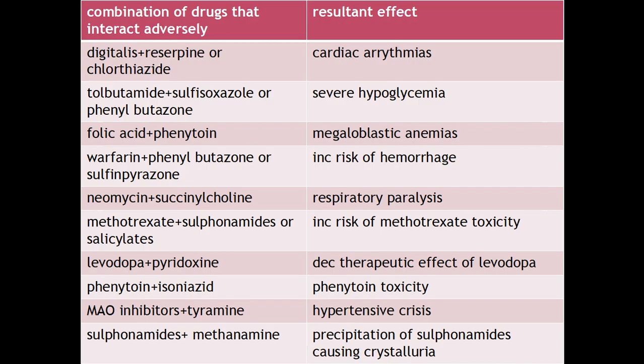Then methotrexate plus sulfonamides or salicylates leads to increased risk of methotrexate toxicity. So sulfonamides or salicylates increases the levels of methotrexate in the body. It leads to increased risk of methotrexate toxicity. Then levodopa plus pyridoxine, decreased therapeutic effect of levodopa. Then phenytoin plus isoniazid, phenytoin toxicity. Monoamine oxidase inhibitors plus tyramine leads to hypertensive crisis. Then sulfonamides plus methenamine leads to precipitation of sulfonamides causing crystalluria, crystals formation in the urine.